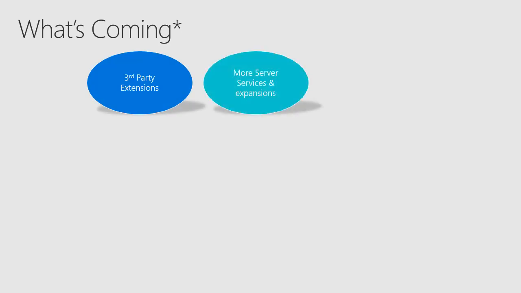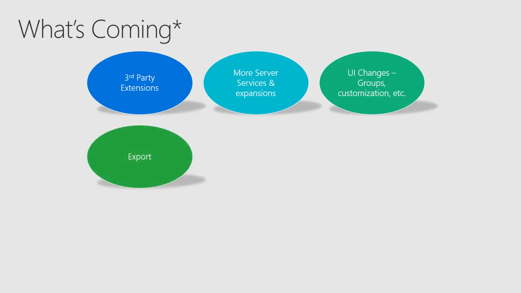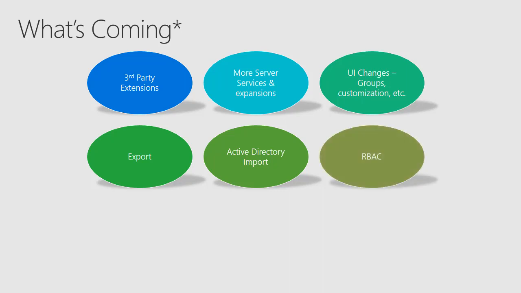So what's coming, and this is just speculation based on what I've seen on User Voice and heard: third-party extensions, obviously, more server services and expansions, UI changes, maybe groups, customizations for sure, and some other things, maybe like fonts and themes. The ability to export the machines that you've put into Honolulu and then re-import them into another instance. That's kind of big. Active Directory import is really big. I have a feeling you're going to see that really soon, and be able to select your machines without having to input them manually.